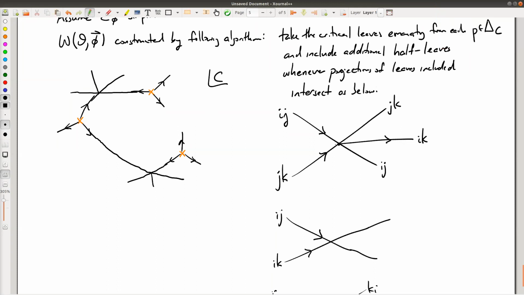Oh, I see. Okay, yeah, I got it. Once you specify the initial point, that leaf is completely determined. That half leaf is completely determined. Oh, I see.